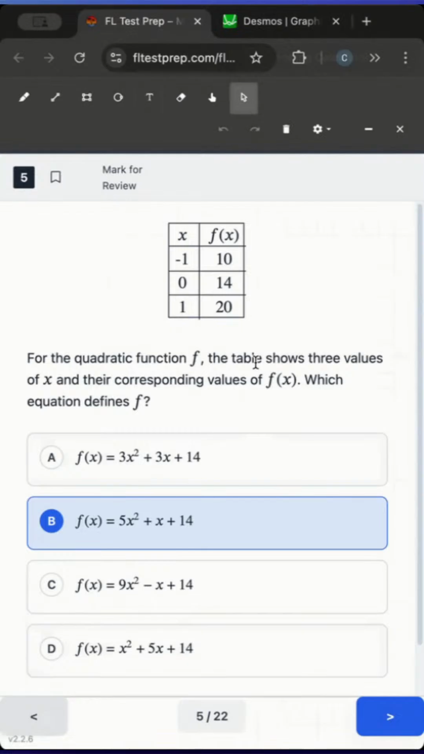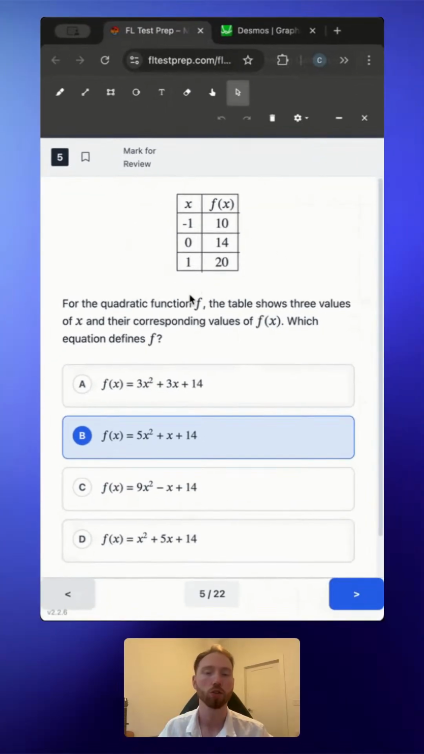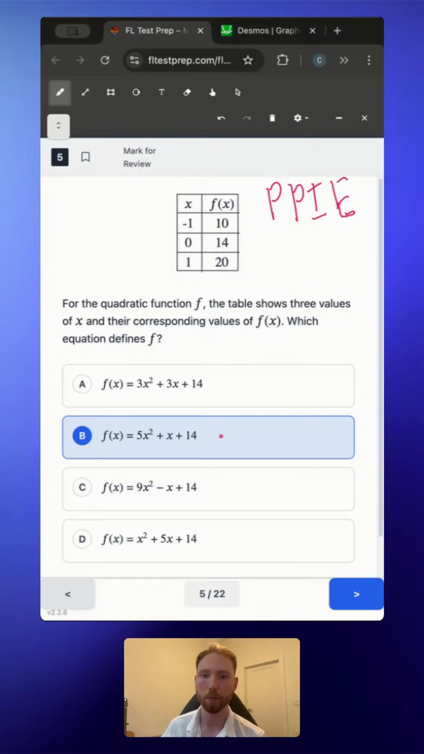For the quadratic, can you solve this SAT problem? For the quadratic function f, the table shows 3 values of x and their corresponding values of f of x. So which equation defines f? The fastest way, one of the best methods on the SAT is something I learned from Citadel Prep called plug points into equations. So the fastest way to solve this problem is just immediately plug the easy points back into the answer choices. Because whenever you see answer choices with equations as the answers, just plug points in. 9 times out of 10 it is the fastest way to solve it.